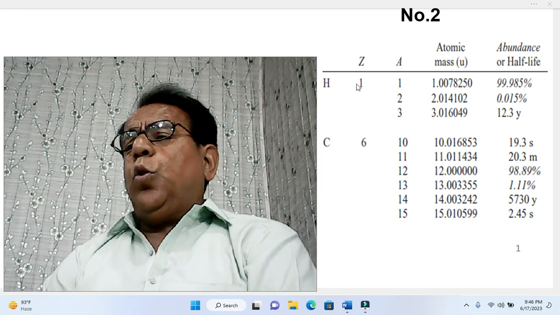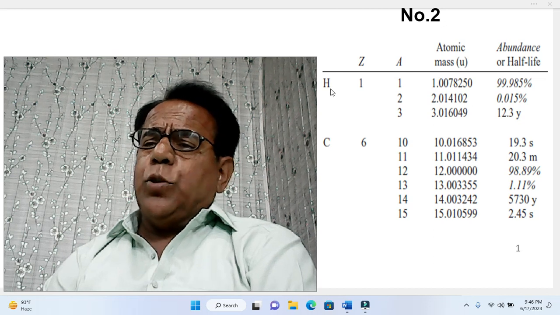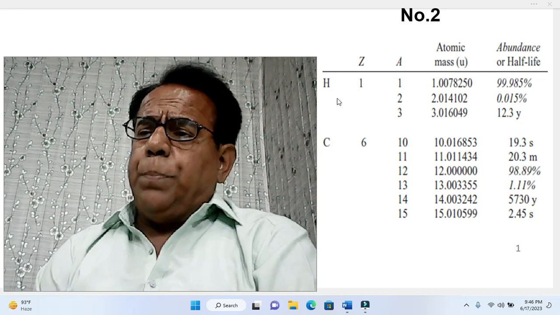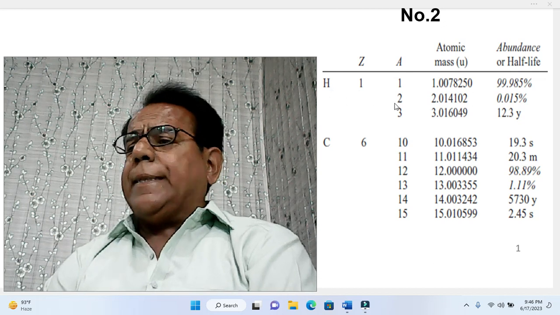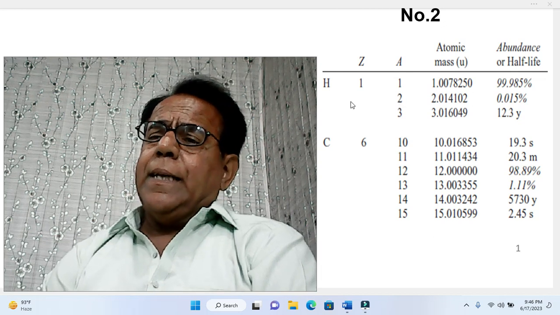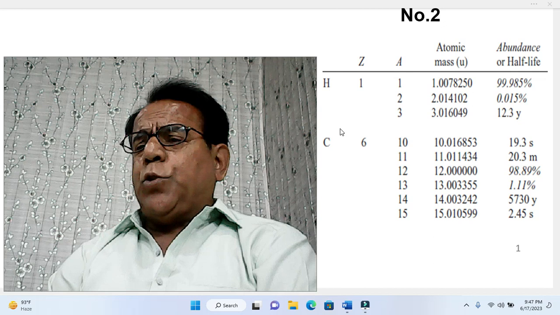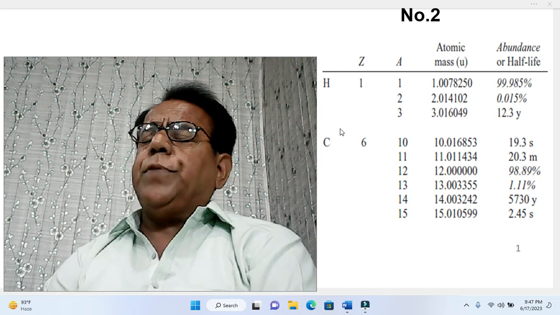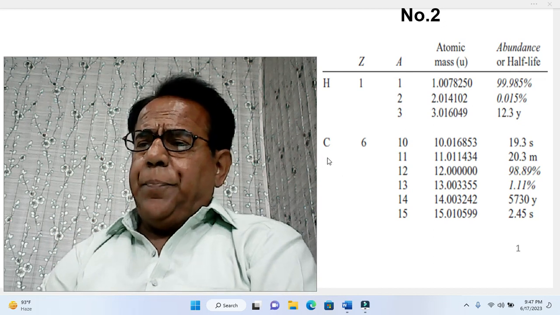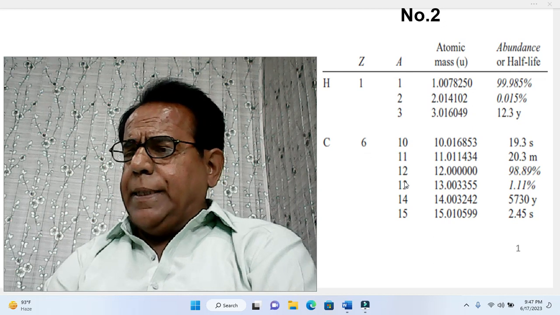Okay, so in this table, first of all, element hydrogen comes. Hydrogen, atomic number of hydrogen is 1 and mass number is 2. Okay, after hydrogen several other elements come, and then comes carbon, and then comes nitrogen, but we have chosen just 3 parts of that table. Okay, so first we come towards carbon. Atomic number of carbon is 6 and mass number of carbon is 12.